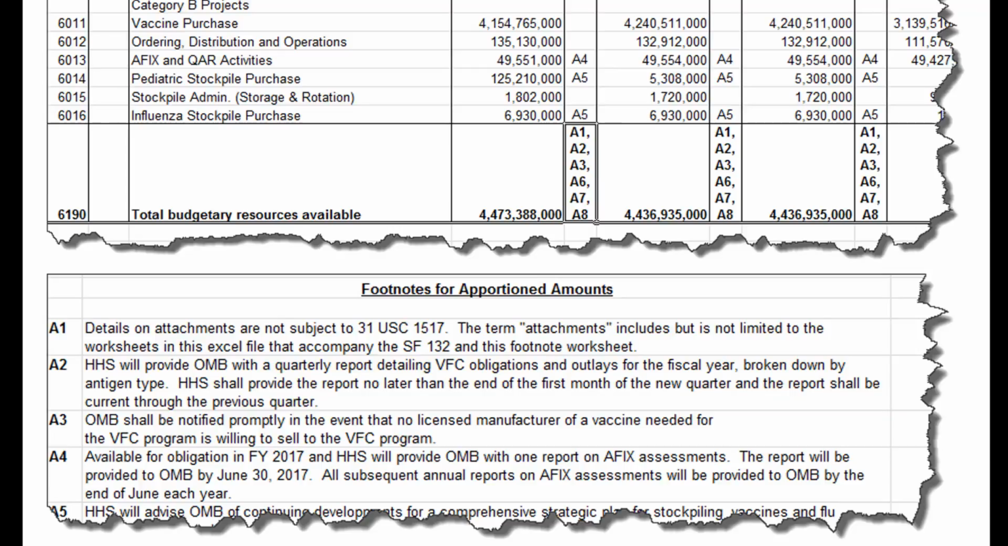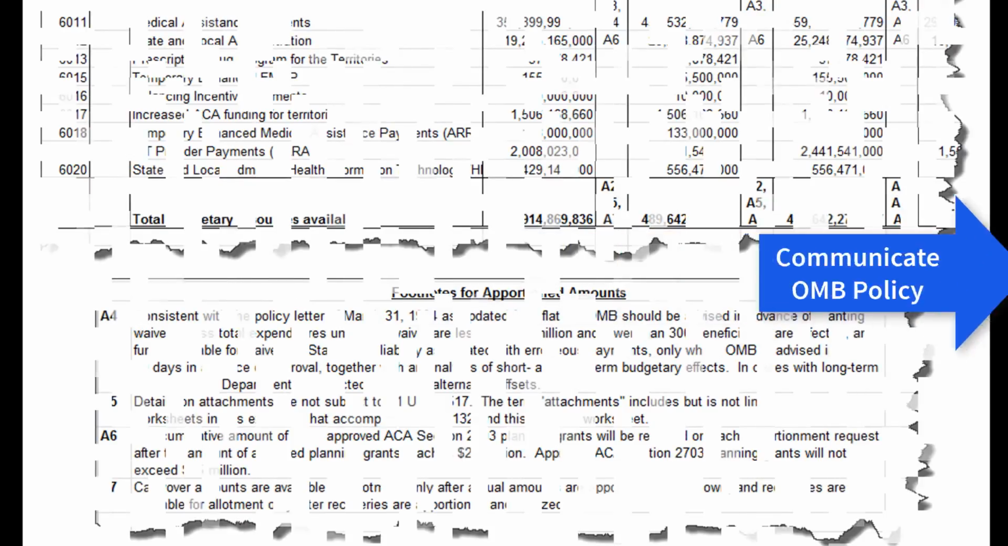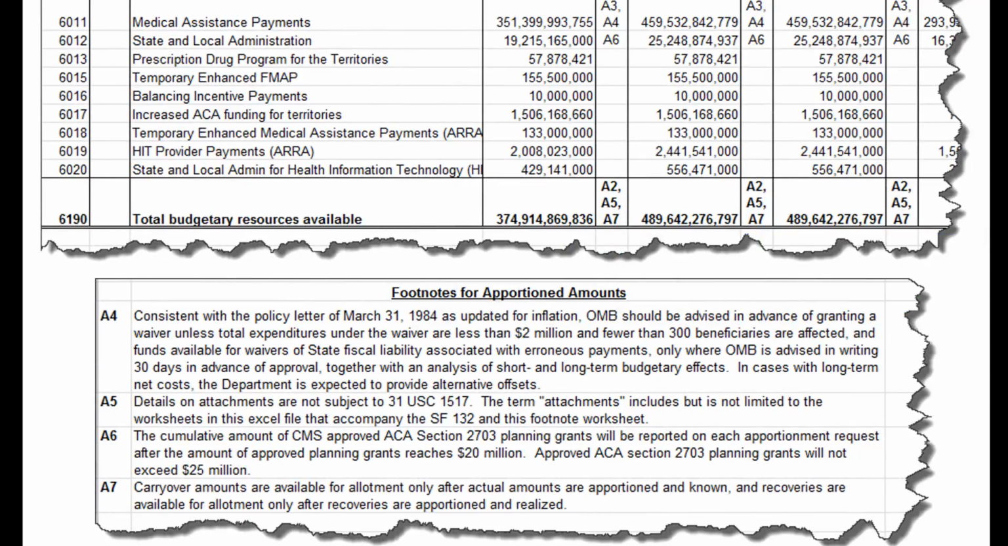That thought brings us to the fifth type of footnote. Footnotes in which OMB communicates some sort of policy or direction. These footnotes are relatively rare. In the example on the screen, OMB is imparting their policy that they are to be informed in advance of waivers that may cost the government more money.